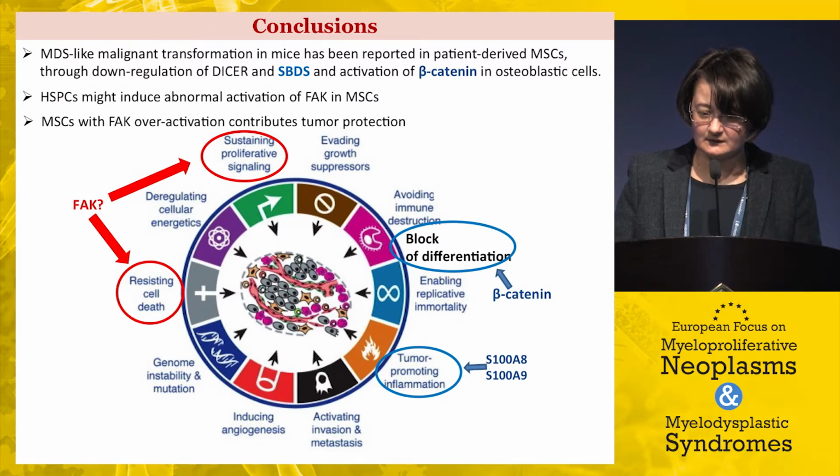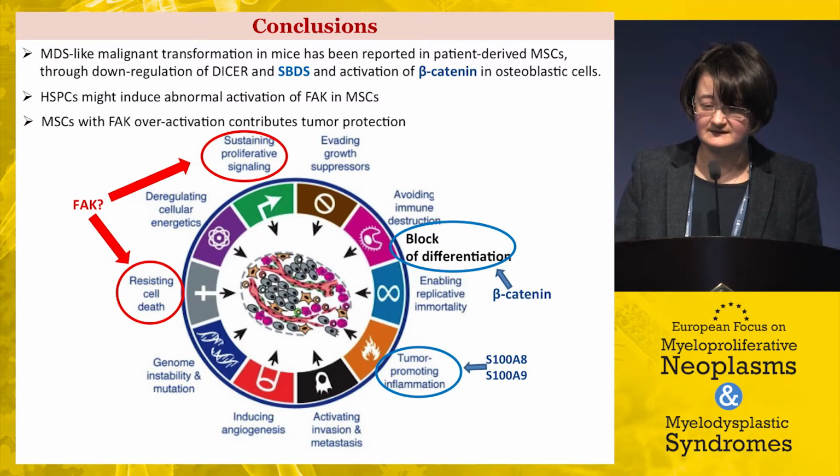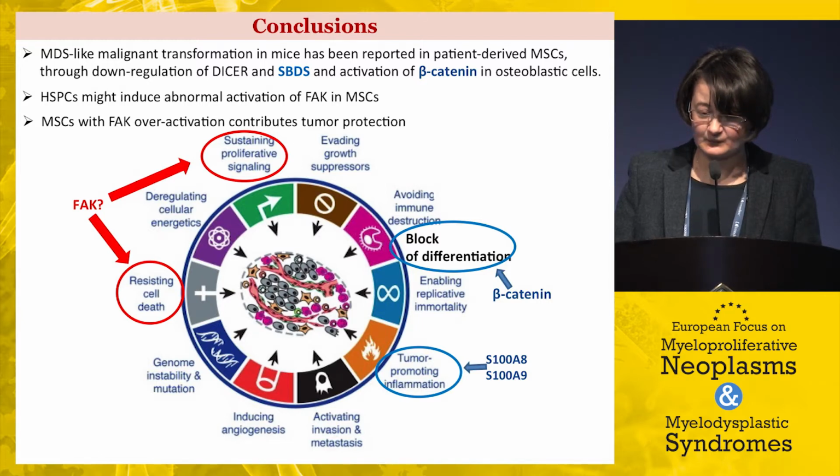And to conclude, I am showing in these few minutes that we can induce MDS-like malignant transformation in mice, but in the presence of mutated abnormal mesenchymal stromal cells, and hematopoietic stromal precursor cells might induce abnormal activation of focal adhesion kinase in mesenchymal stromal cells. And these mesenchymal stromal cells, which overexpress FAK, may contribute to tumor progression and protection.